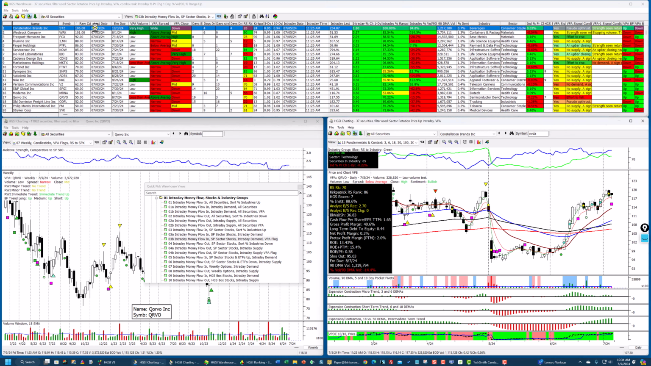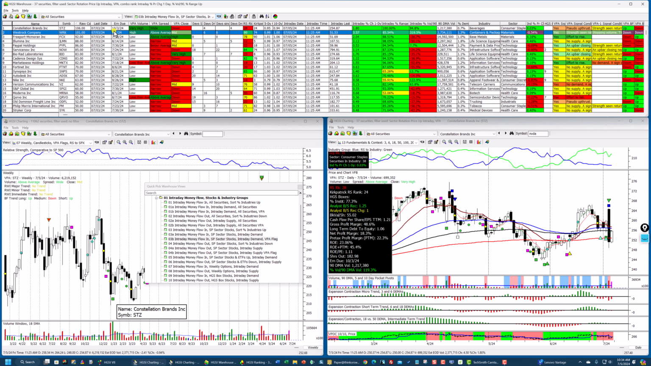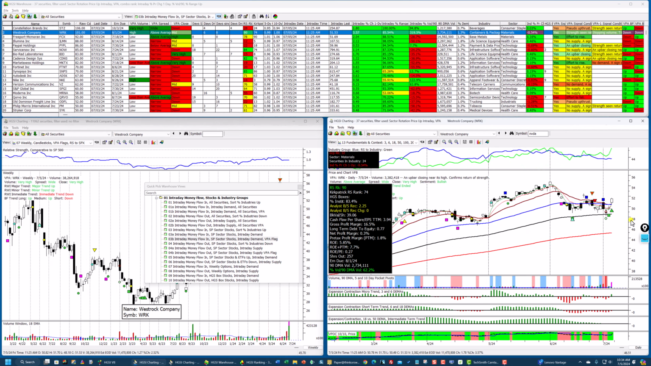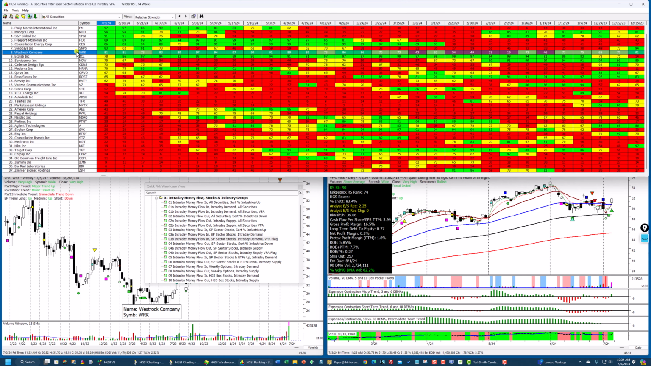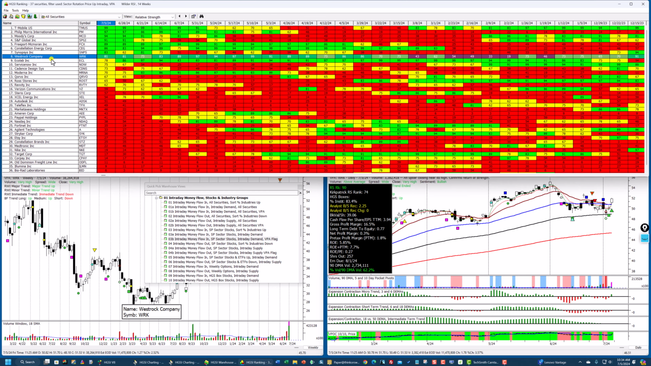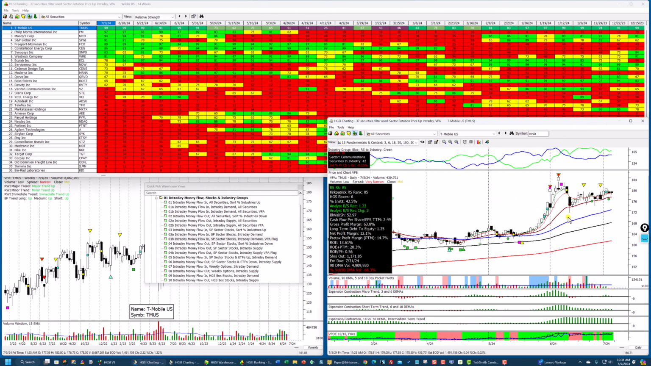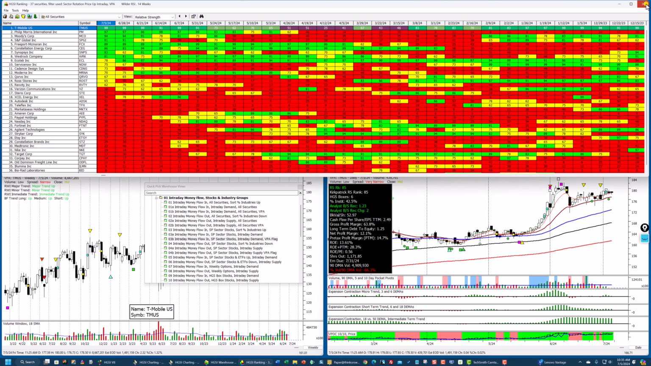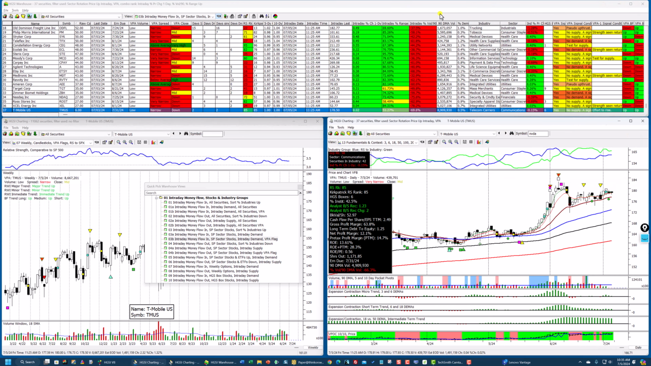There's Constellation Brands. That's the one I looked at earlier. Let's look at WestRock. Pretty decent chart. Now see, there's only 37 securities in here, so let's go to the ranking module. WestRock is right here at number 8 out of 37. Let's look at T-Mobile. Pretty strong chart here. Okay, if you're an HDSI user, you should start incorporating that ranking module to get a quick read on any group of stocks that's in here.